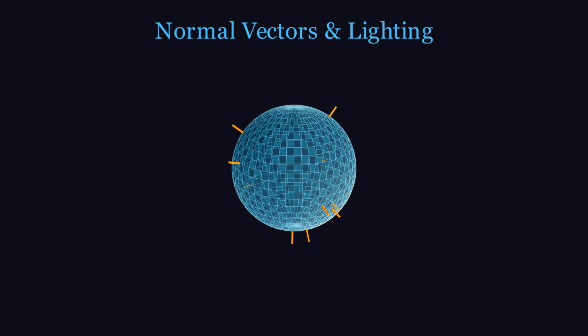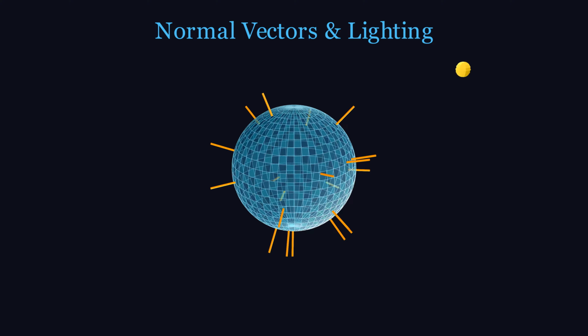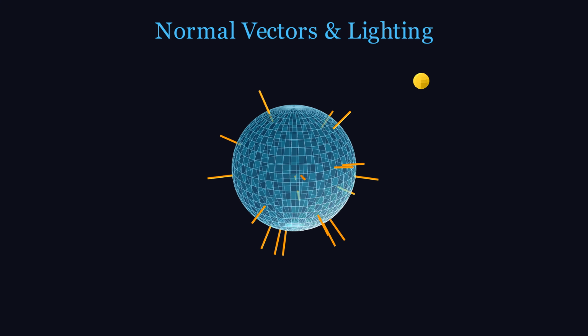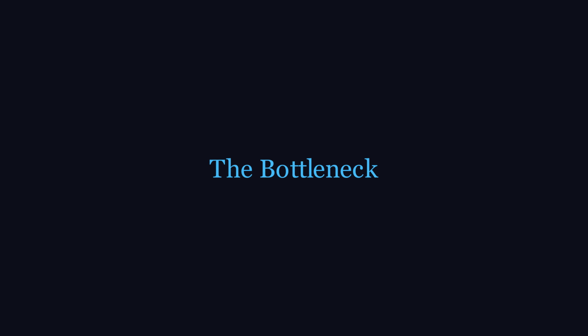To understand why this code exists, we have to look at 3D graphics. To calculate how light hits a surface, engines use normal vectors, arrows pointing straight out from polygons. By comparing these normal vectors to a light source, the game computes shading and reflections. But there's a catch. For the math to work, these vectors must be normalized.